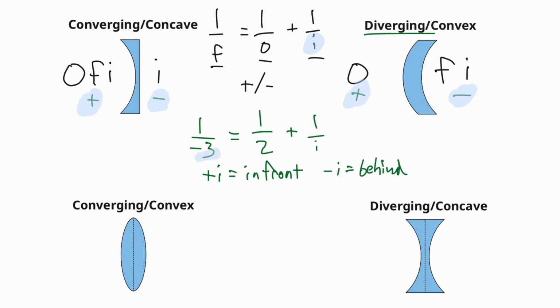For a diverging mirror, since the focal point is always negative and the object distance is always positive, you will end up with a negative I every time because you'll be subtracting a positive value from a negative value, which always gives you another negative value.